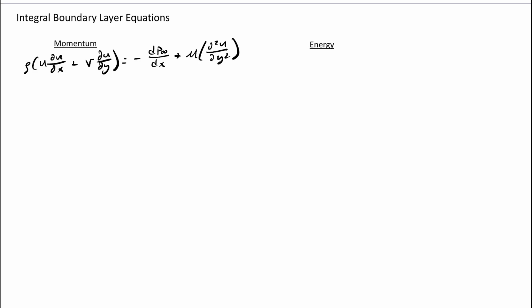So what we're going to do is take whatever function I'm assuming, plug it in, and integrate this whole thing. I'm going to integrate this whole equation from y equals 0 to y equals delta m.